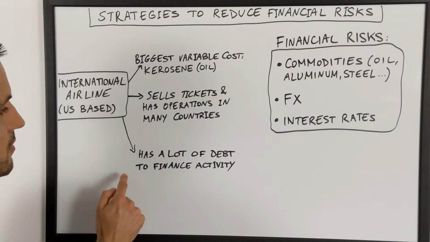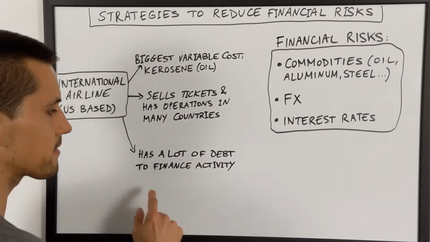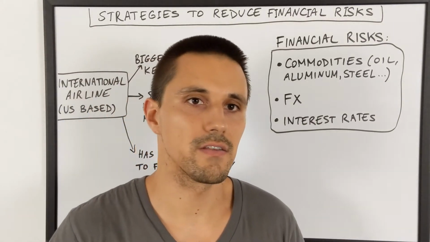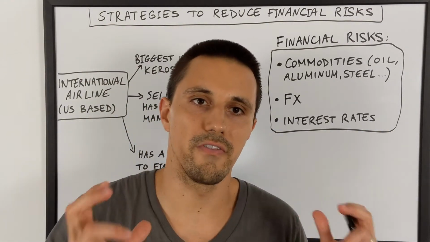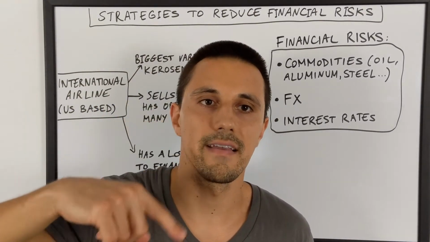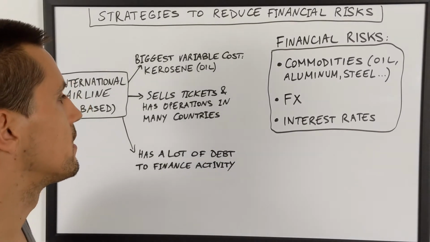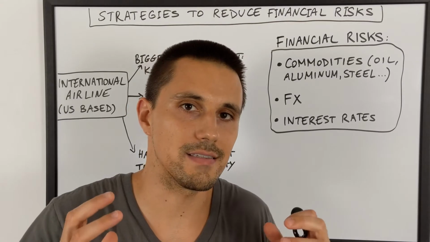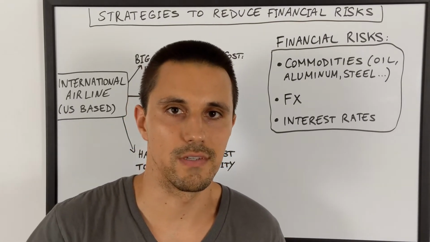And third here, this international airline has a lot of debt to finance its activity, and now let's imagine it's a variable debt, which means they have variable interest rates. So as I just explained, the interest rates, when they are variable, obviously they go up and down, which means they have the three risks combined here. So now let's look at the exposure this company has, and let's see what we find out and what we can do to reduce the financial risk.